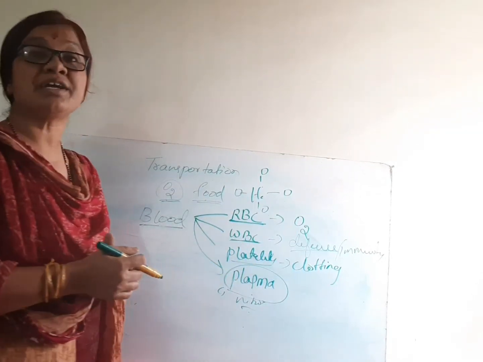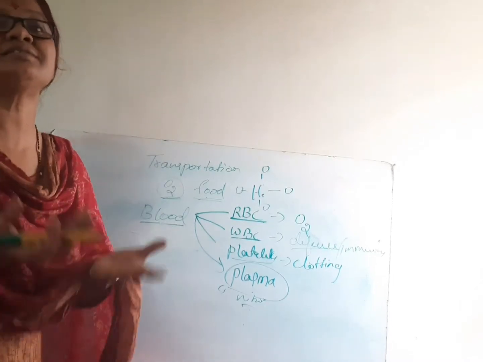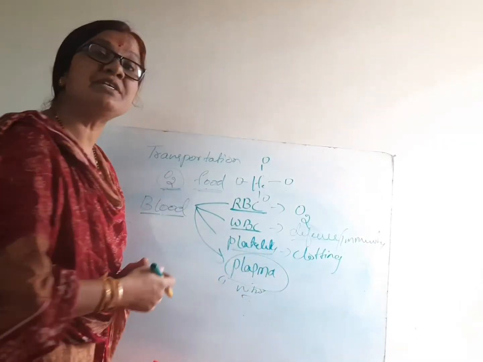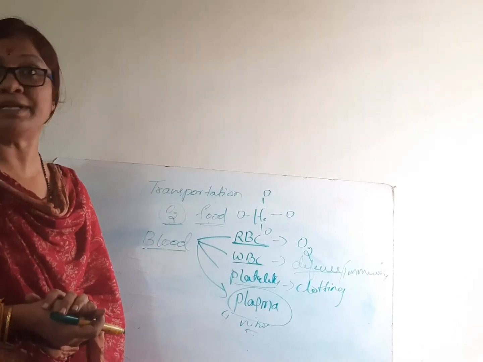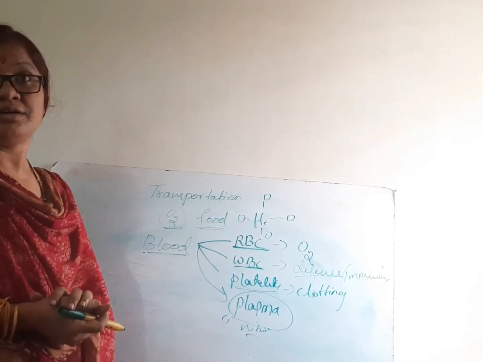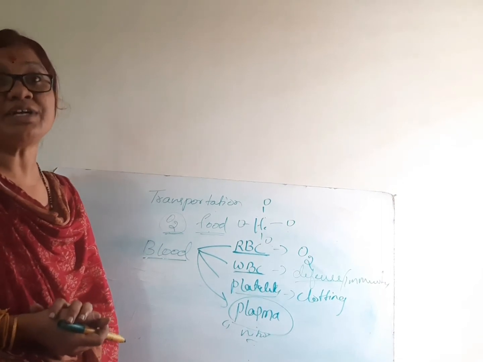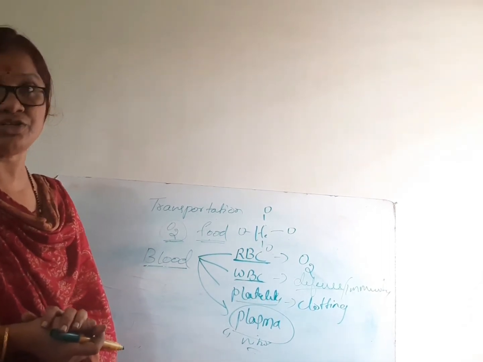WBC brings up the defense mechanism and builds immunity. Platelets help in clotting of the blood. These are the main functions of the blood. So blood is a liquid tissue that helps in transportation.